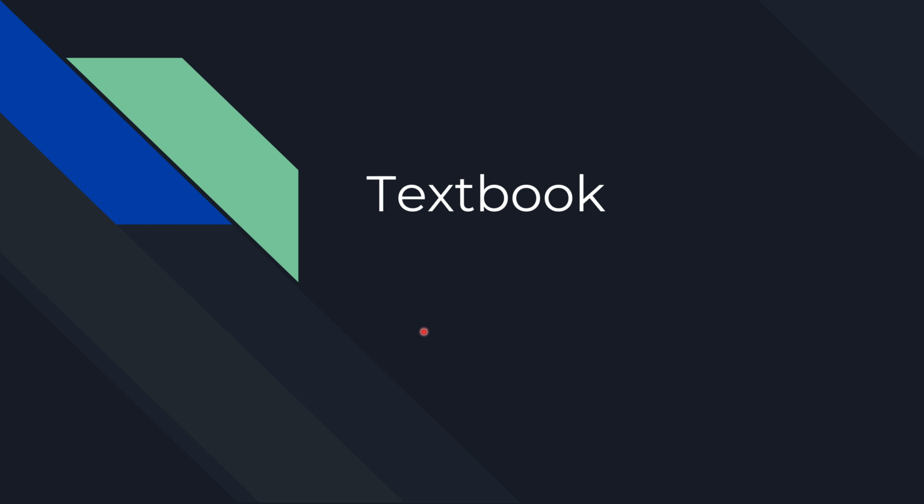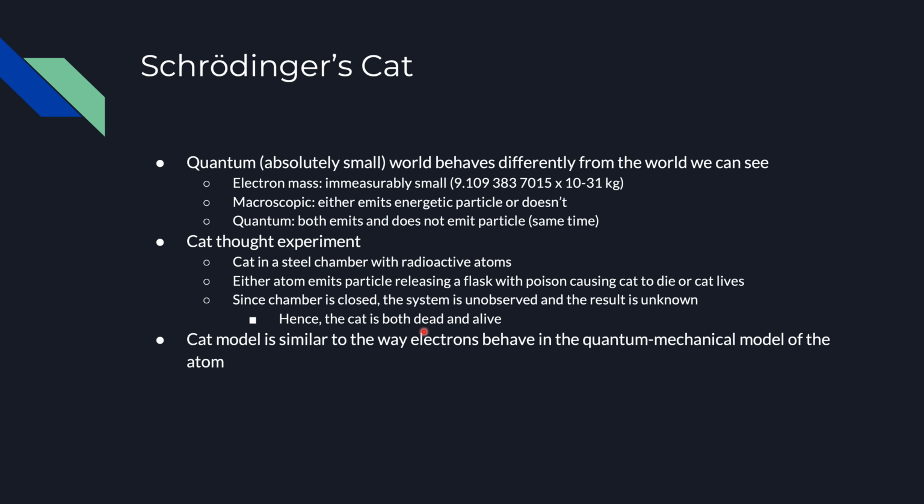Hello everybody, and today we'll be talking about chapter 2.1 to 2.2 of lecture 3. Let's give a brief overview of this section by first talking about Schrodinger's cat. Essentially, the quantum world, which is the absolutely small world, behaves a lot differently from the world which we can see, which is the macroscopic world.